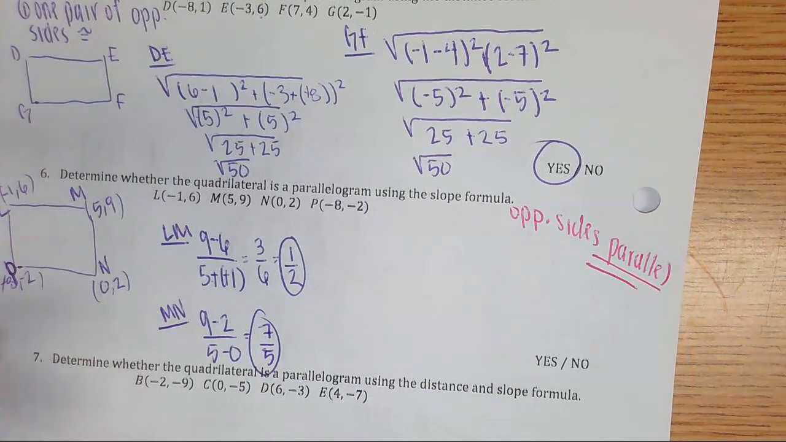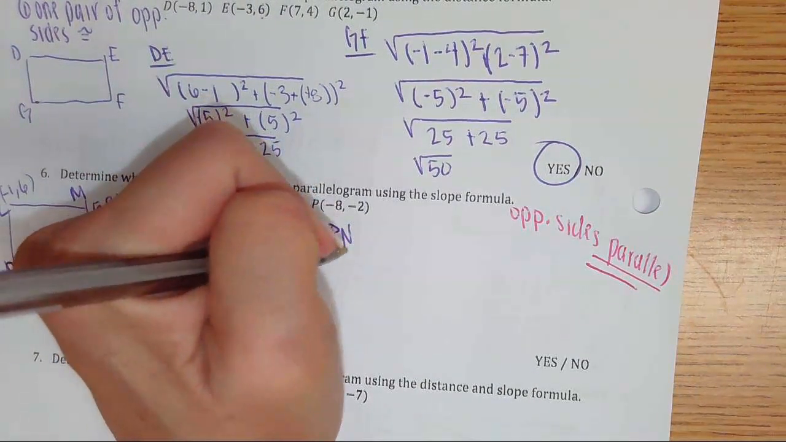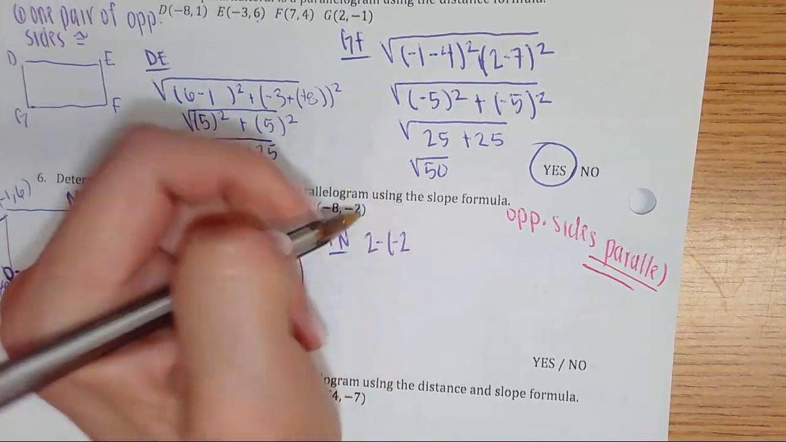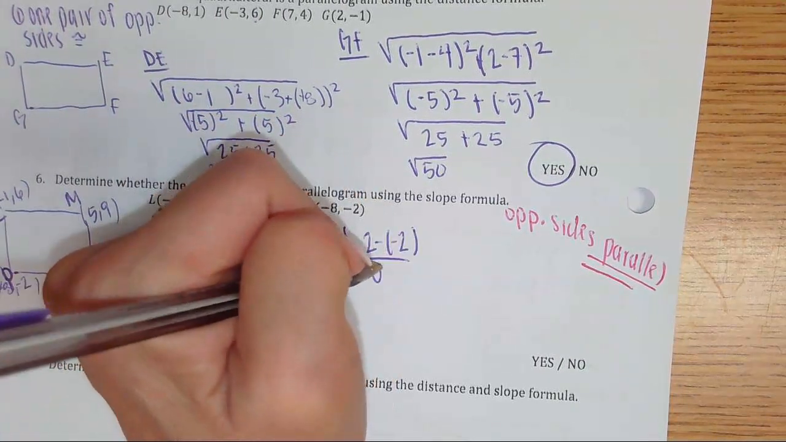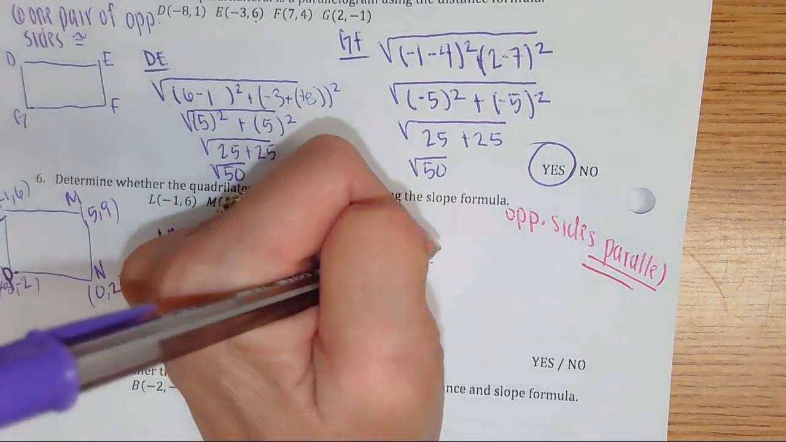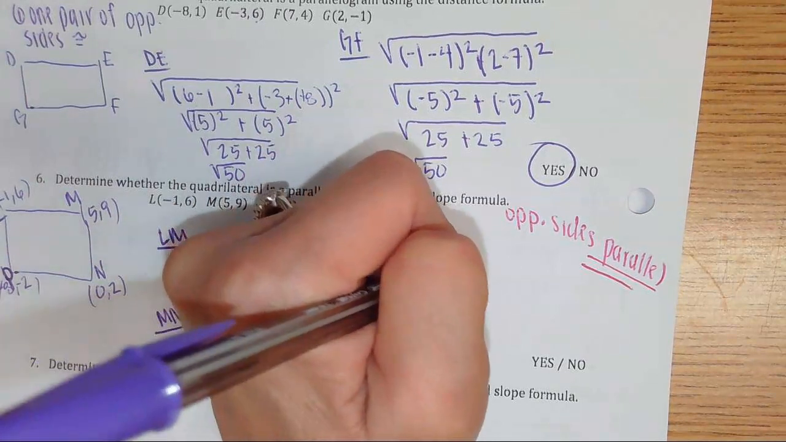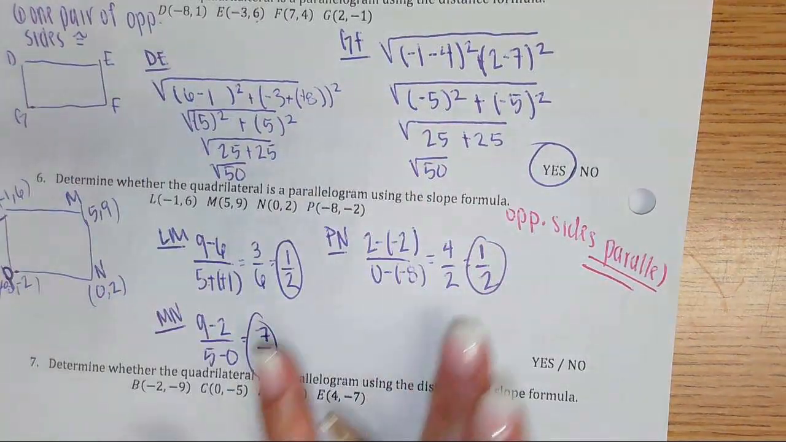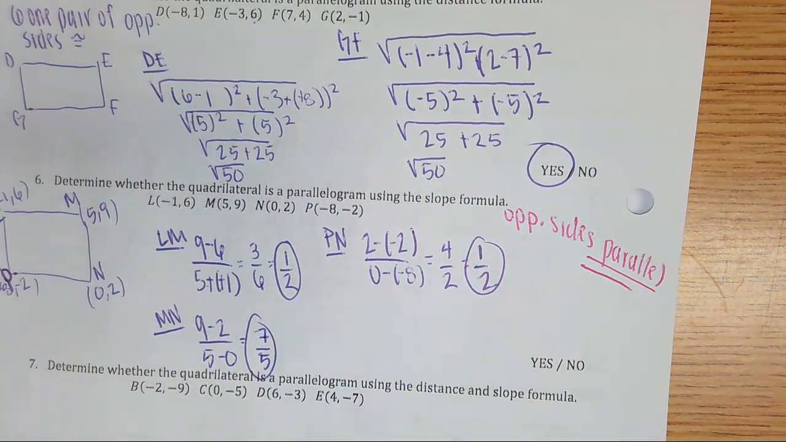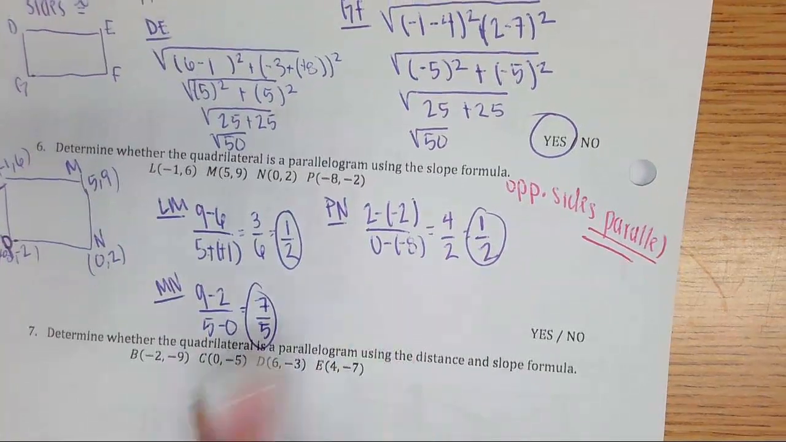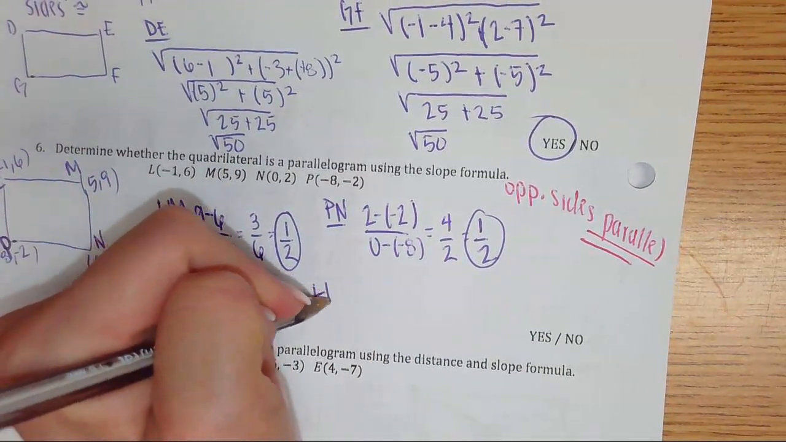Next up, we're going to do PN, right? And that's going to be 2 minus negative 2 over 0 minus negative 8. 4 over 8, and that's going to reduce down to 1/2. So far we have 2 slopes that are the same, and we are going to see if we have one more the same. So we're going to do LP.